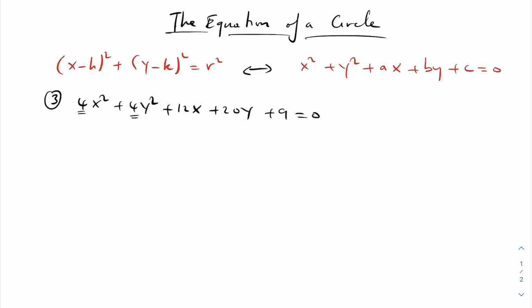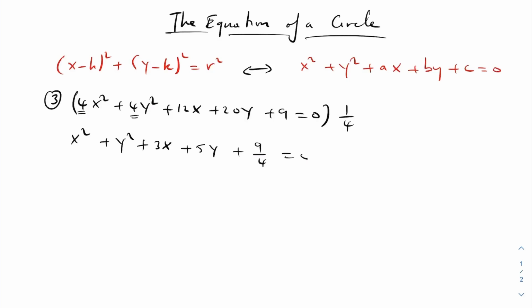On the other hand, if the numbers are different, this could be an ellipse. And if the signs are different, this equation could be representing a hyperbola. But lucky for us, these numbers are the same and have the same sign. And so when that happens, the first thing we have to do is divide the whole equation by that number. So we're going to divide this whole equation by 4, or multiply by 1 over 4. That's the same thing. And so that's going to give me x squared plus y squared plus 3x plus 5y plus 9 over 4 equals 0.